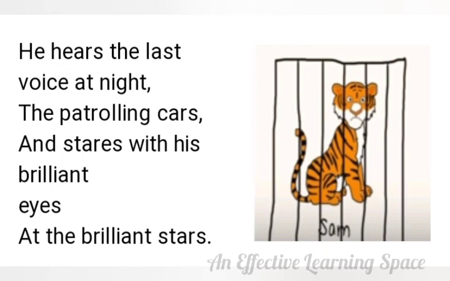The poet wants to say that the tiger is sad, and as he is confined in the cage, he cannot do anything. Therefore, he stares at the stars in the night and tries to divert his thoughts towards them. Because he is inside the cage and he cannot do anything.